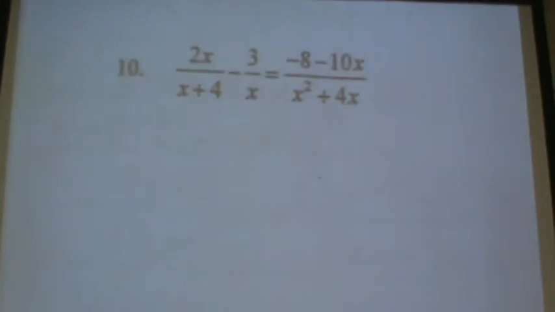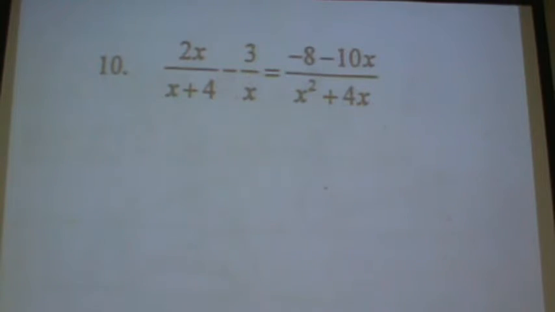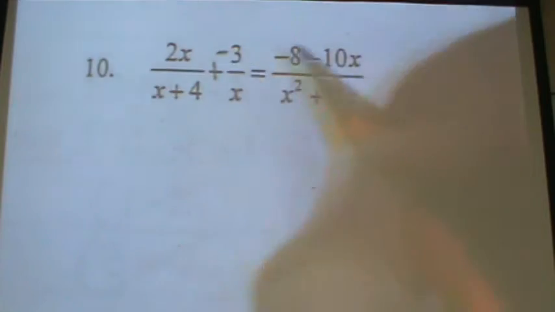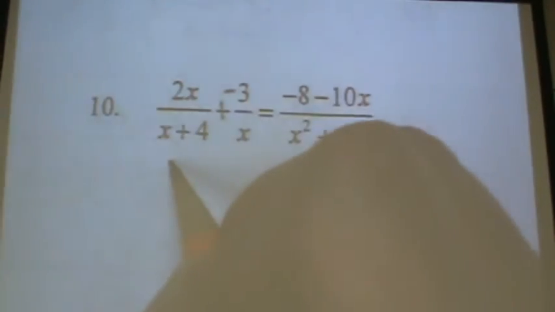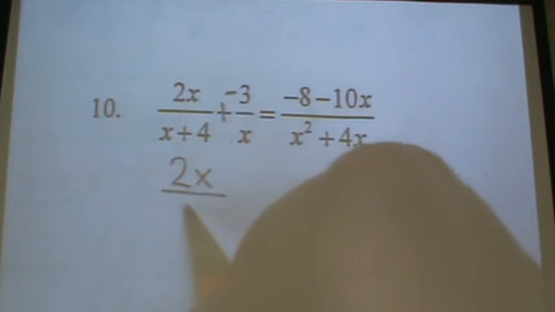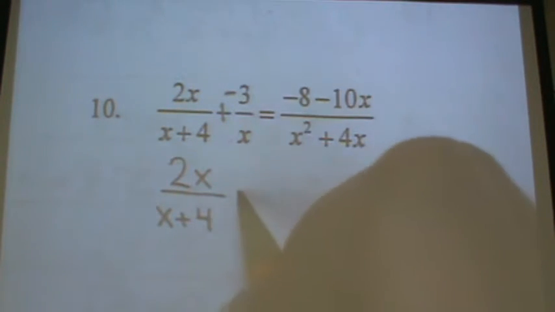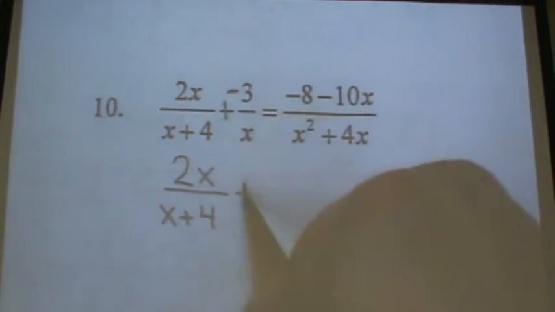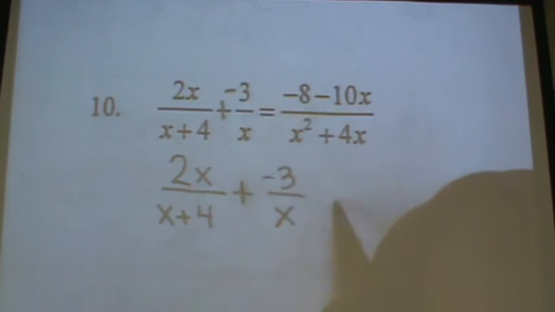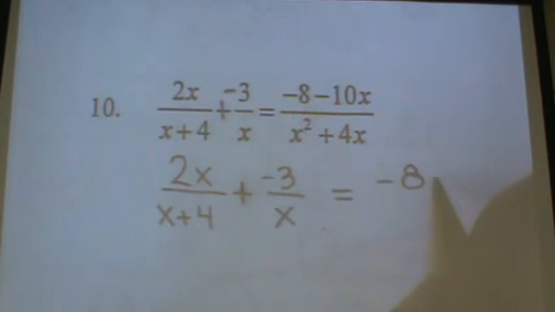Number 10. What should you do on this? How about if I do this? What did I just do? Addition. Needed an addition problem. What's another important step? Common denominator. What about the denominator? Make it common. You're going to factor this to get x plus 4.